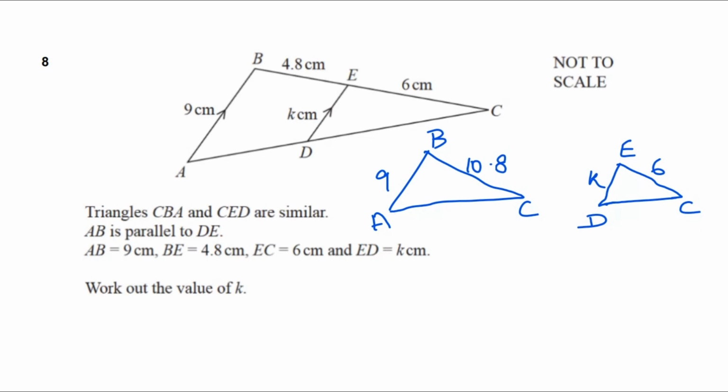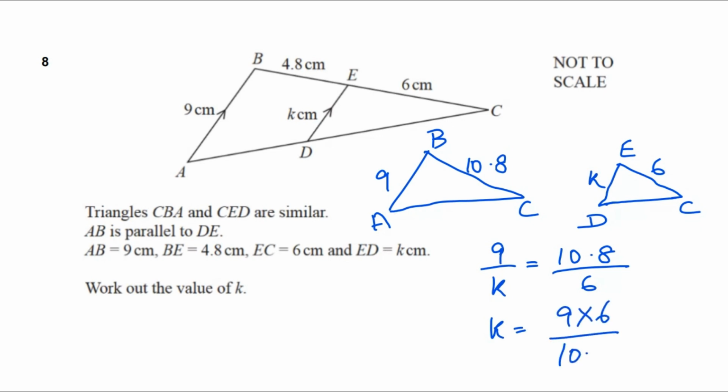So the corresponding sides will be of the same ratio. That is, the scaling factor will be the same. So 9 over K is equal to 10.8 over 6. So K is equal to 9 multiplied by 6 divided by 10.8, which is equal to 5.